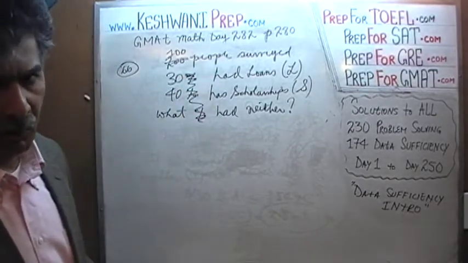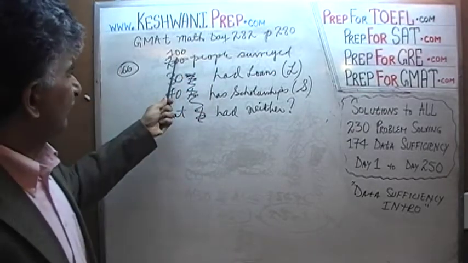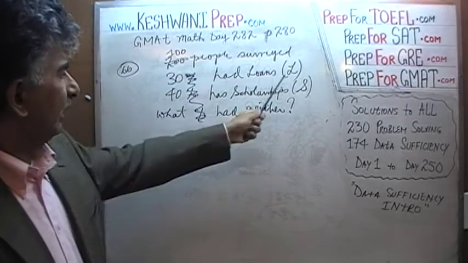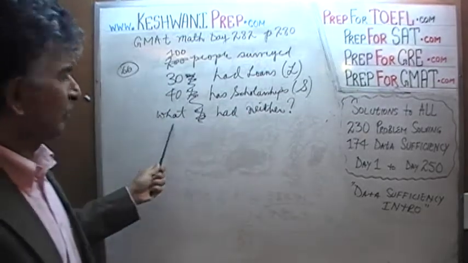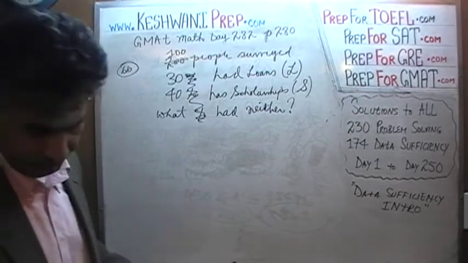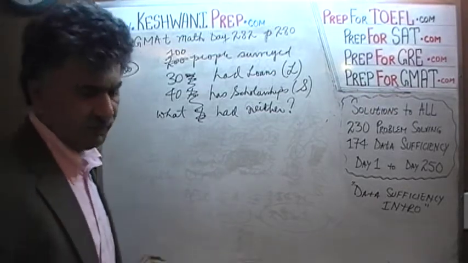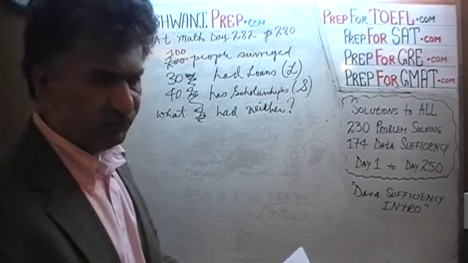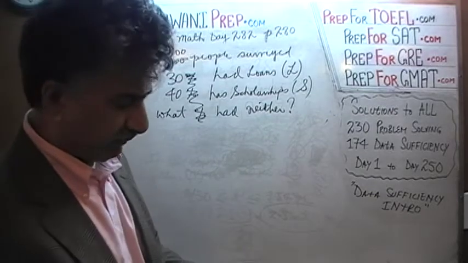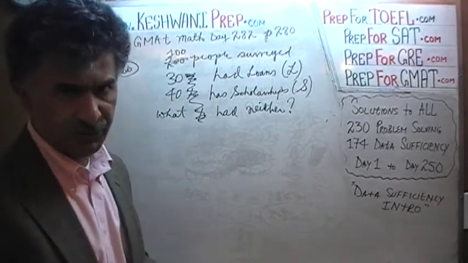Okay, so we created our own problem, customized the problem. So we surveyed 100 people, 30 of them had loans, 40 of them scholarships. The question is how many had neither? That's it. Let's see what we can do, shall we? It doesn't change the problem. It's still the same problem. It's just that we have only half as many people. 200 is annoying. Do you understand?